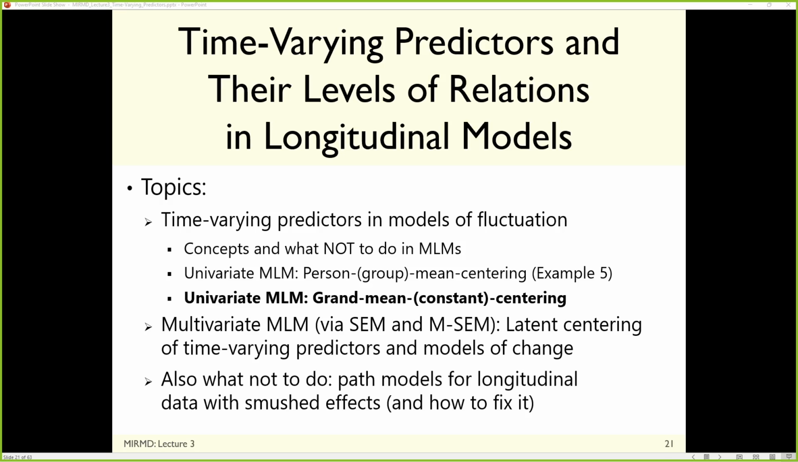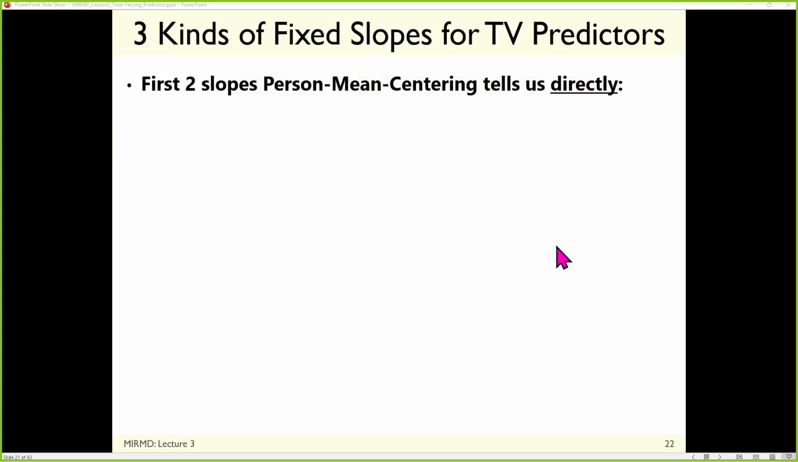Okay, good thing that we got our break first because we've got to buckle up to get through grand mean constant centering. This can be confusing. I'm going to try my darndest to make it as least confusing as possible.